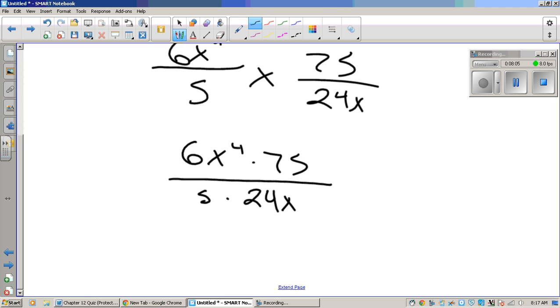24 and 6 have a common factor of 6, so it'd be 1, and what would that be? 4. Good. Then 5 and 75 have a common factor of 5, so 1 and 15. And then x: you can take away 1x, so it's x cubed. So it looks like we have 15x cubed over 4.